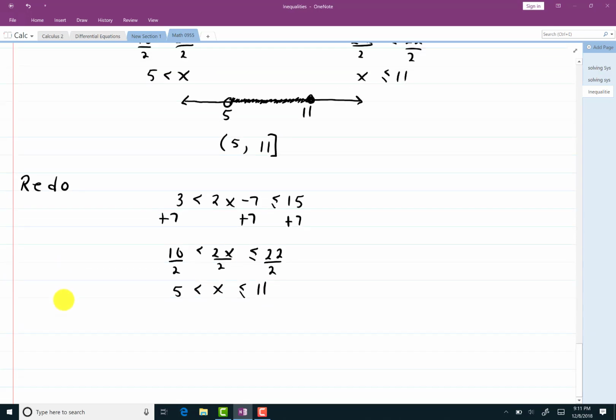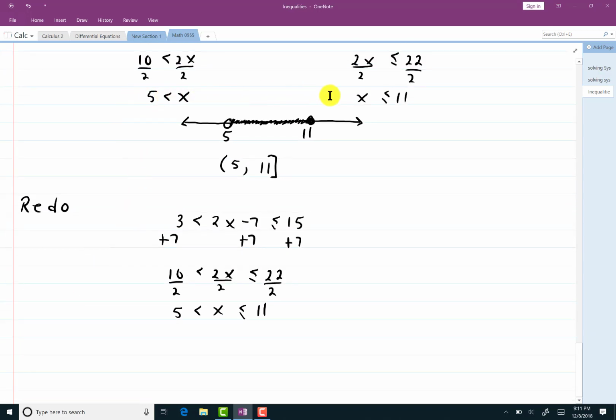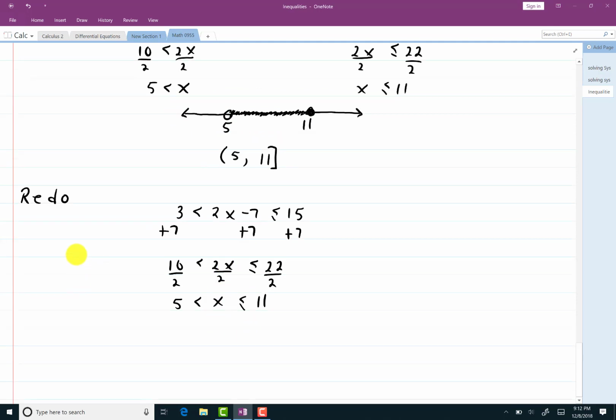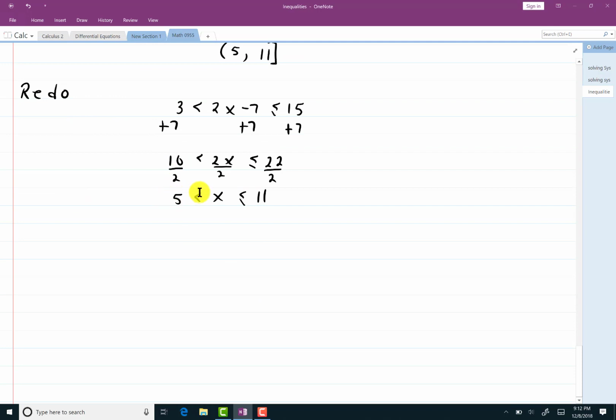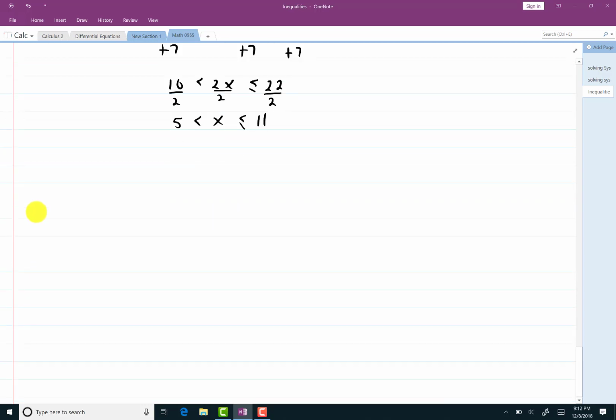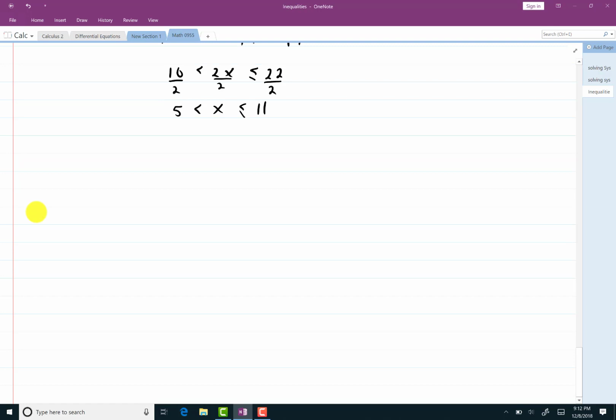Now, looking at this broken solution in two pieces like that, I had to kind of explain that we were between 5 and 11. But here, it's pretty evident that x is between 5 and 11 just by the way this looks. It's a compound inequality, but it says that x is greater than 5 while at the same time it's less than or equal to 11. So you can do it all in one shot if you'd like. That's the way I'm going to do the next example. I'm going to do it all in one shot.